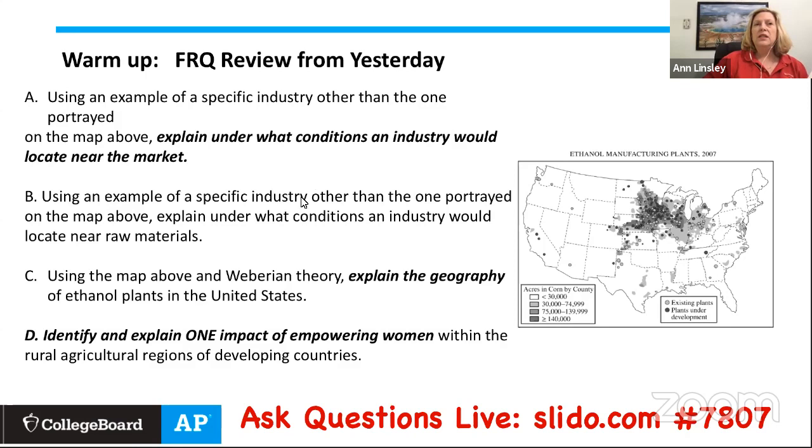And so let's look at this question. Hopefully you had a chance to look over it. Here we want to use an example of a specific industry other than the one portrayed, which would be ethanol, and explain under what conditions an industry would be located near the market. So this is drawing upon your understanding of Weber's least cost theory.